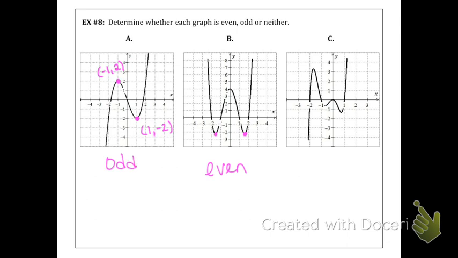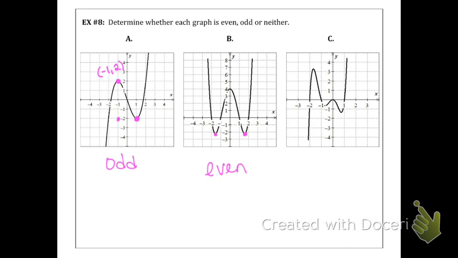Another way to tell is if I take one of these points, let me erase this one. I'm going to take that first one that I drew, and if I reflect it across the x and across the y, I should land on the graph. And it doesn't matter which order I do it in. I could go across the y and then across the x, and I would still land on the graph, okay?